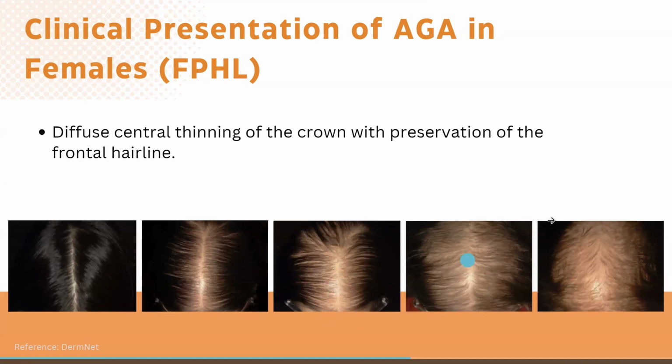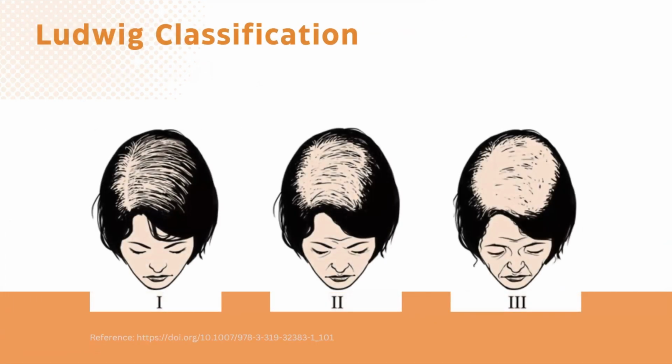And there is a very characteristic pattern in women. It's called Christmas tree distribution. So you can see the hair looks like a Christmas tree thinning. Again, even in women, we have a classification, but the classification that we are using in women is different from the men. In women, we use the Ludwig classification, which is, as we said here, 1, 2, and 3, and it varies according to the thinning of the hair.